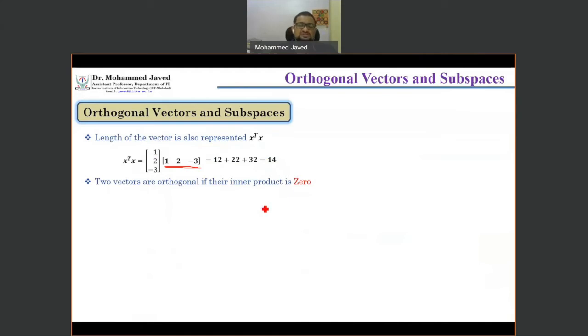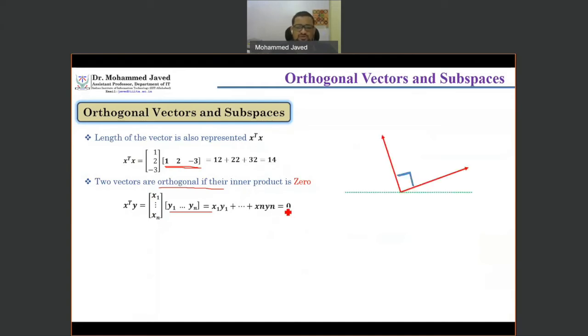Now, two vectors are orthogonal if their inner product is 0. This is a very fundamental idea. If two vectors are orthogonal, then their inner product will be 0. How will they be represented? They will be represented by x transpose y, where y is a sleeping vector and x transpose is a column vector, right? When we multiply this, we get the answer. Sorry, there is a mistake here, it should be xn and yn. So it gives us 0.